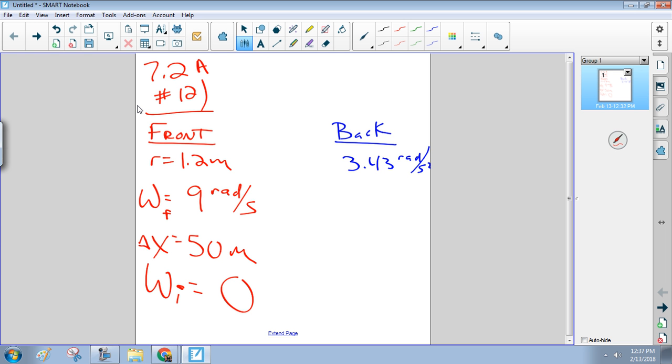Does that make sense, you guys? I have no idea how many rotations this corresponds to. All I know is that the bike rolled from the top of the hill to the bottom of the hill, and it was 50 meters. That's how far it went. Cool? All right. Over here, it tells us that the back tire has 3.43 radians per second squared.